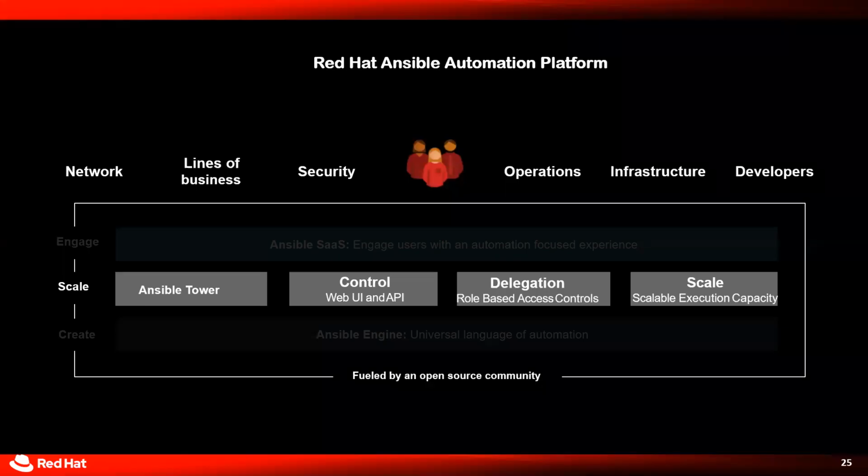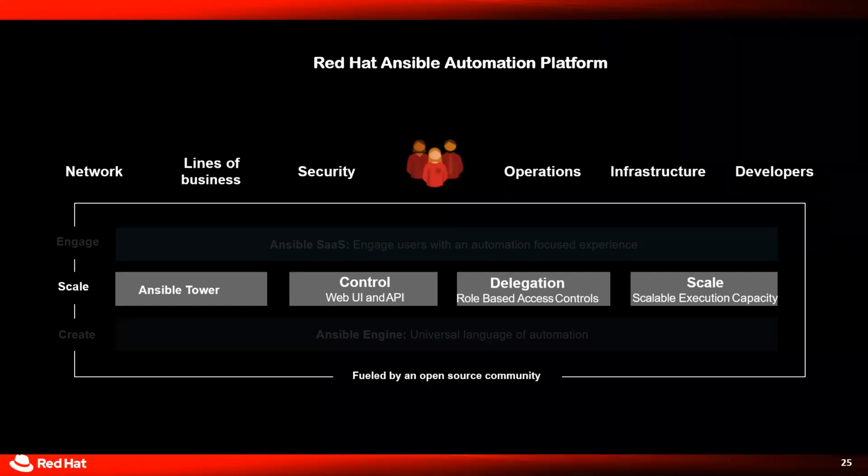If you look at the same diagram, now we are moving to a second level, which is the scaling of your automation platform, and that can be done by Ansible Tower. Basically, Ansible Tower will give you control using a web UI or APIs. It can delegate the control based on role-based access control, and it can scale your automation.